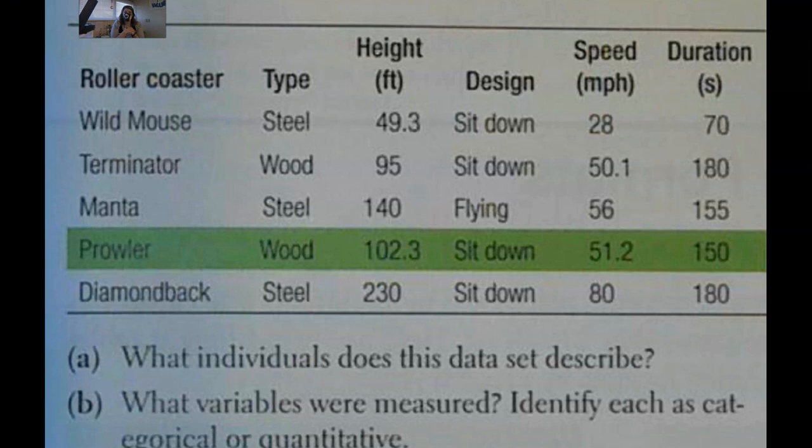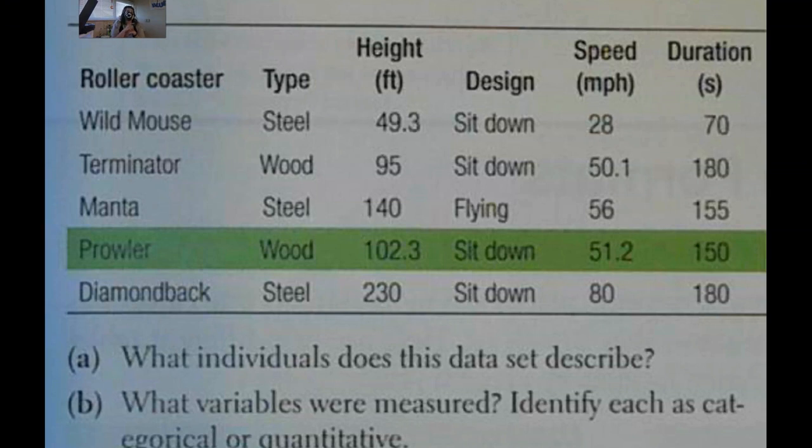Okay, show me. So this one is type. It's type and it's categorical. Roller coaster is not something that they measured. That's just a way to keep track of which one they gathered data on. So the type is either steel or wood, and lots of you guys categorized it.